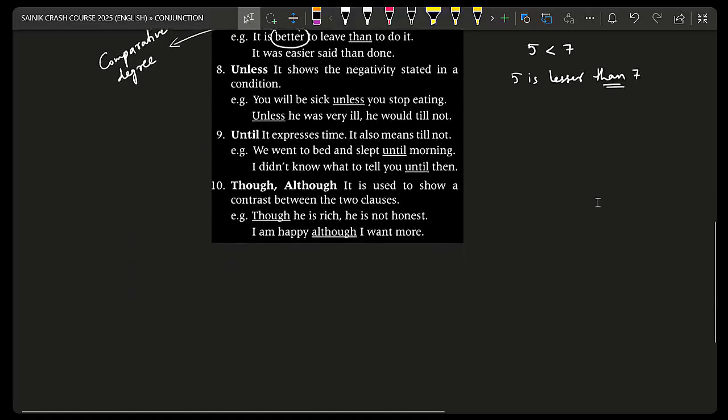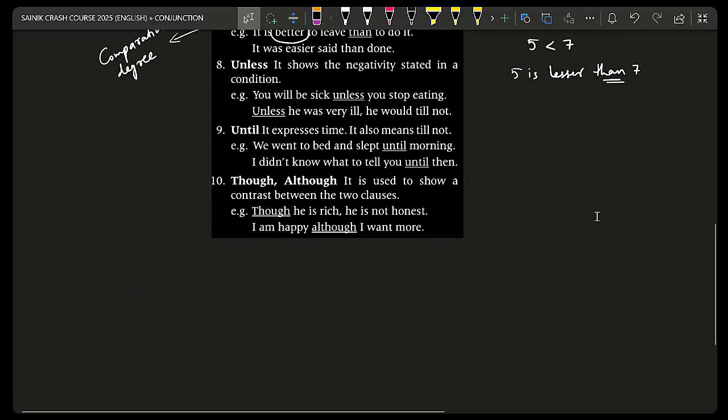Eighth one, "unless" is used to show the negativity stated in the condition. That means what is the negativity? Inability. You will be sick unless you stop eating. That means unless you stop eating, you will be sick. That means you have to stop eating and do fasting. Unless he was very ill, he would... That means he is unable to do some things whenever he is feeling ill until he maintains good health. "Until" expresses time, it also means "till not". So it is related to time.